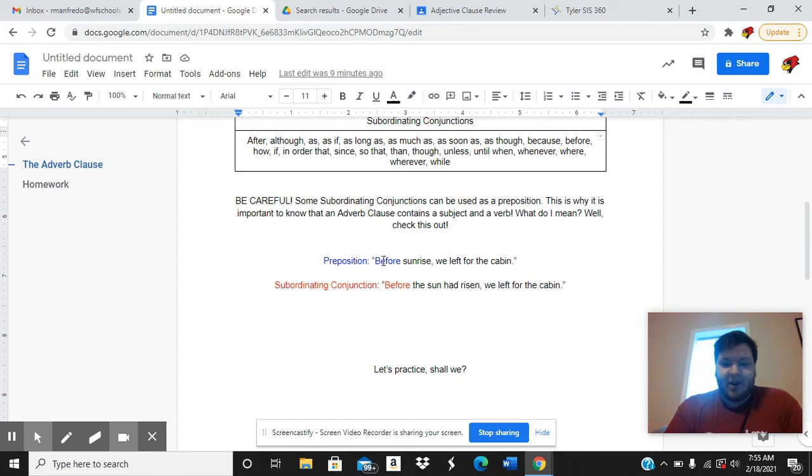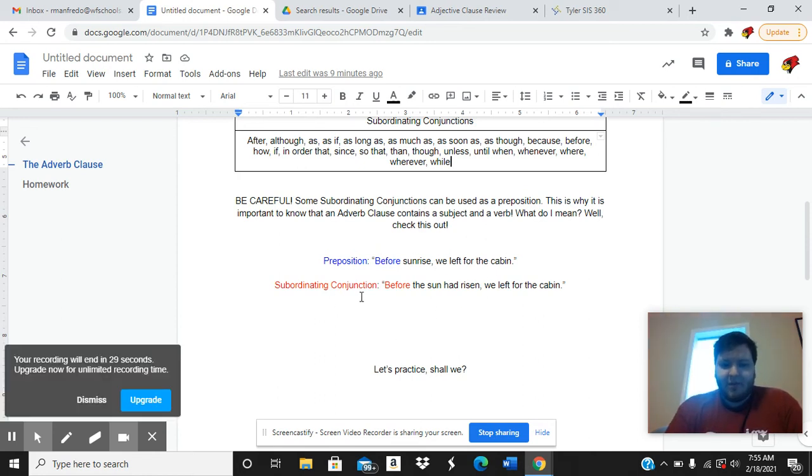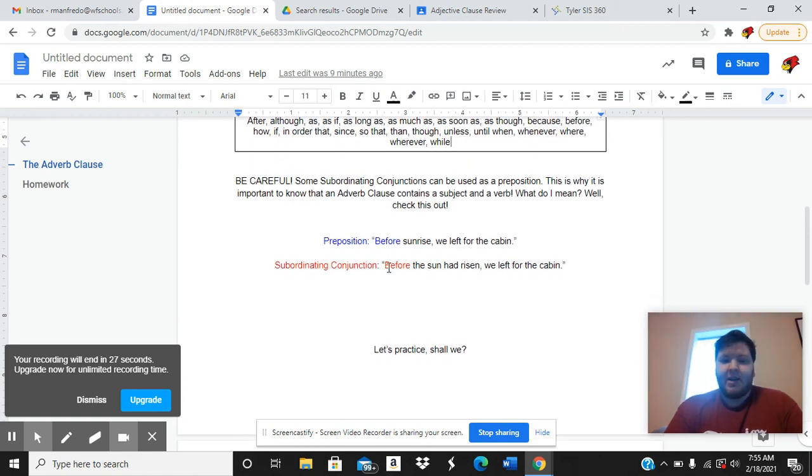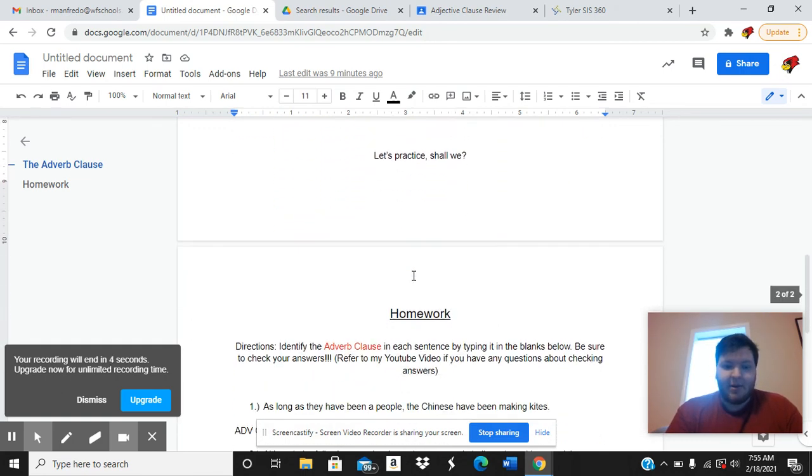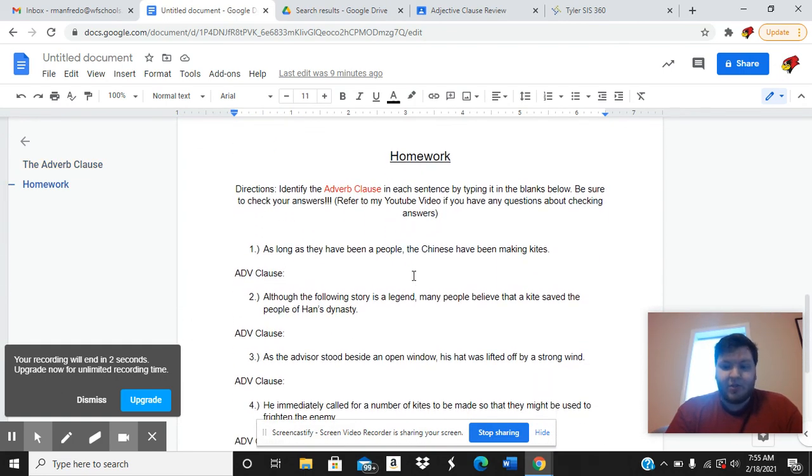So we have a preposition here. Before sunrise, we left for the cabin. Down here, we have a subordinating conjunction because, quite frankly, this is an adverb clause. It has a subject and a verb in it. And so this has to be functioning as a conjunction. So before the sun had risen, we left for the cabin. We have our subject here. We have a verb phrase right here, had risen. And so that kind of solidifies that this is functioning as a conjunction. So down here, make sure you double check by using your chart.